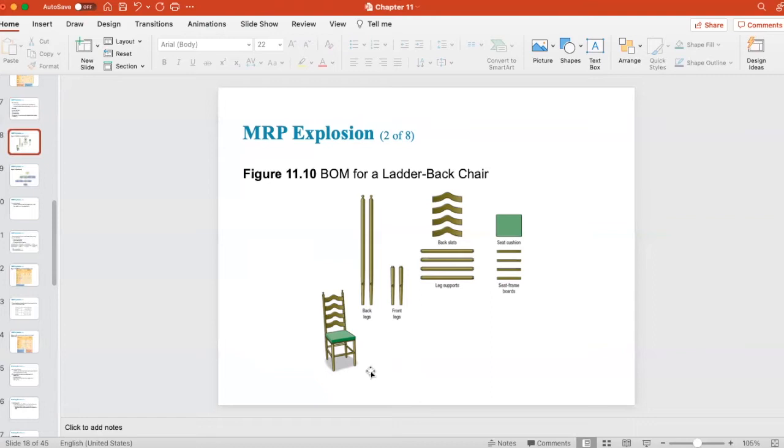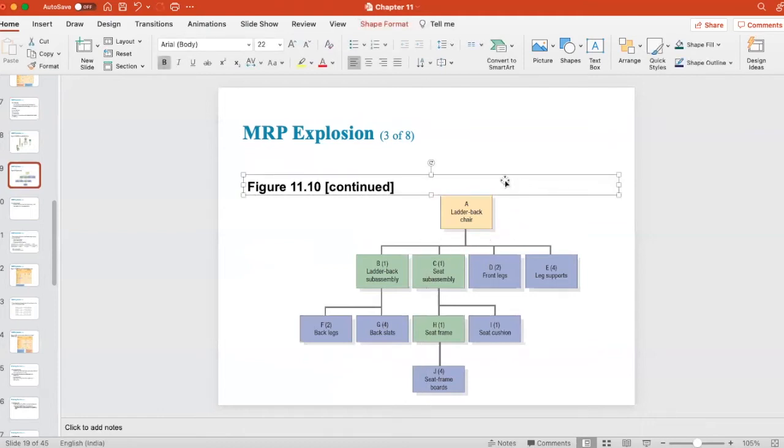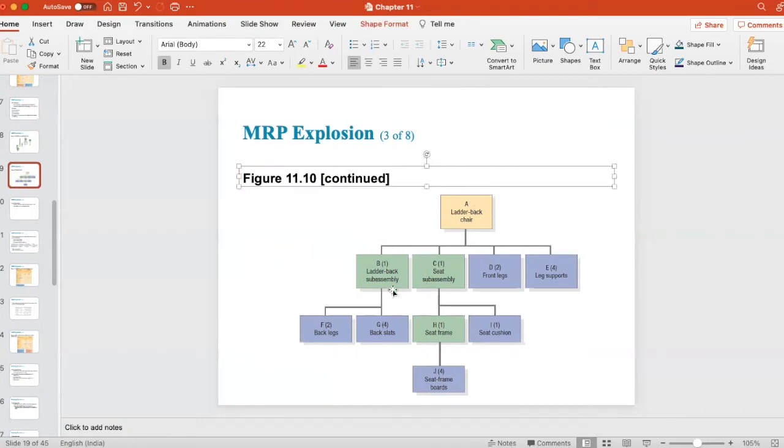If we turn it into a bill of material structure, you can see that in order to produce one ladder back chair, you need one ladder back subassembly, which is B, one seat subassembly, which is C, two front legs and four leg supports. So in order to complete 1A, you need 1B, 1C, 2D, and 4E. However, in order to get one ladder back subassembly, you first need to prepare two back legs and four back slats. So in order to get 1B, you need 2F and 4G. If we move to the subassembly process for 1C, you need to further prepare 1H and 1I. And in order to get 1H, you need 4J, basically four seat frame boards.